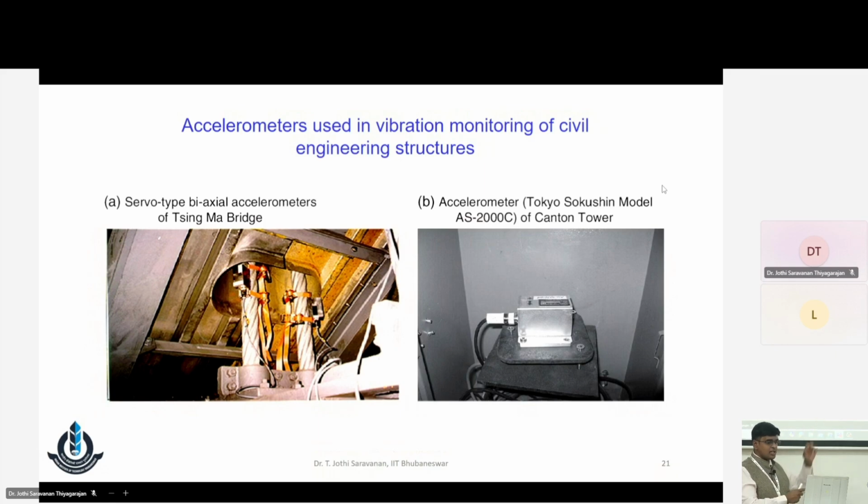The next figure is the Canton Tower. They installed accelerometers to understand the vibration. The model of that sensor is the Tokyo Sokushin model, which is a very high-end model, I mean during those days. Nowadays we have a lot of things.